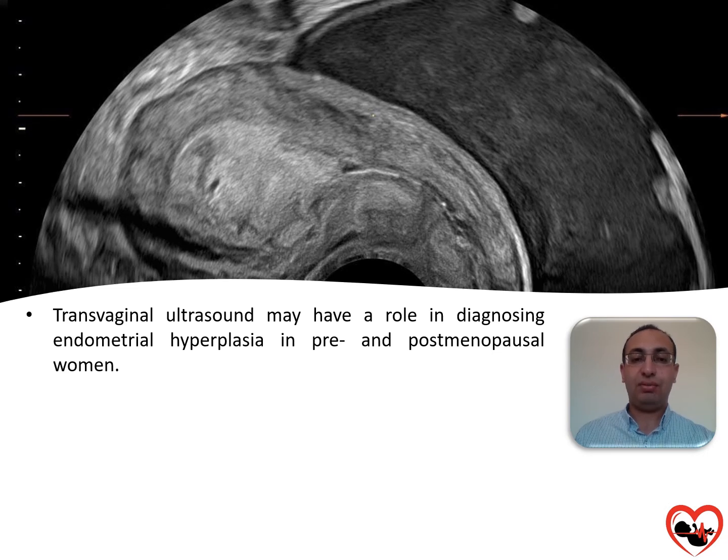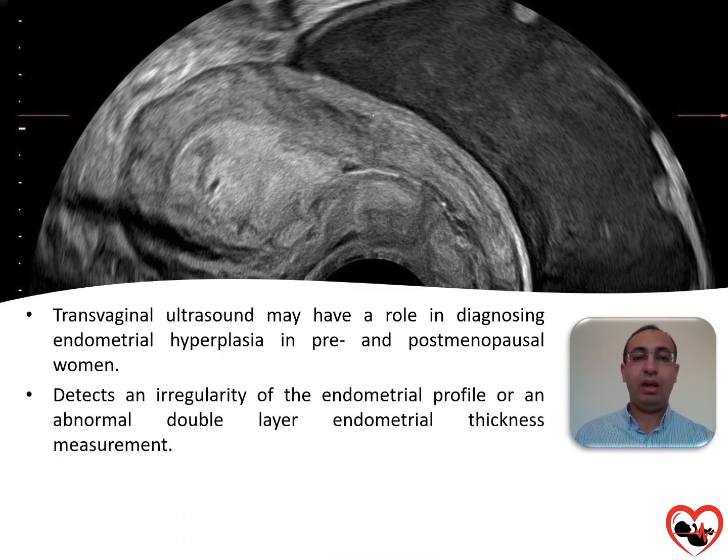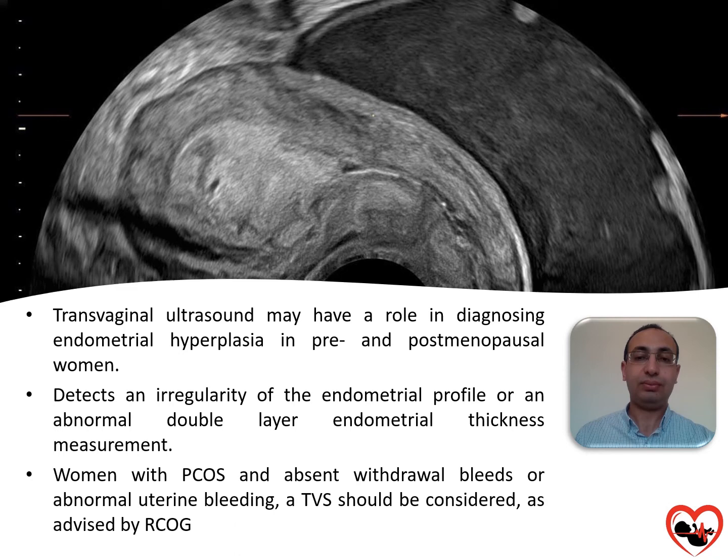Transvaginal ultrasound may have a role in diagnosing endometrial hyperplasia in pre- and postmenopausal women. It detects an irregularity of the endometrial profile or an abnormal double-layer endometrial thickness measurement. In women with polycystic ovary syndrome and absent withdrawal bleeds or abnormal uterine bleeding, a transvaginal ultrasound should be considered, as advised by the Royal College.